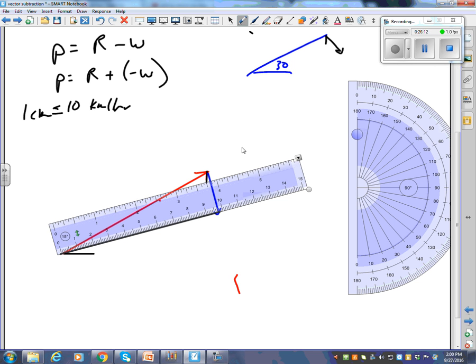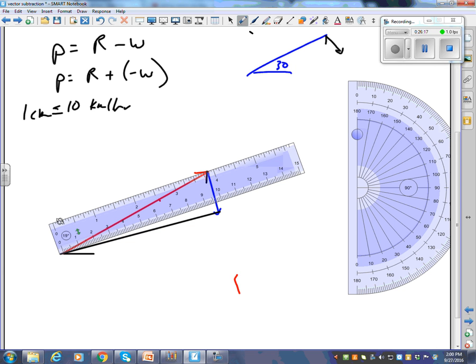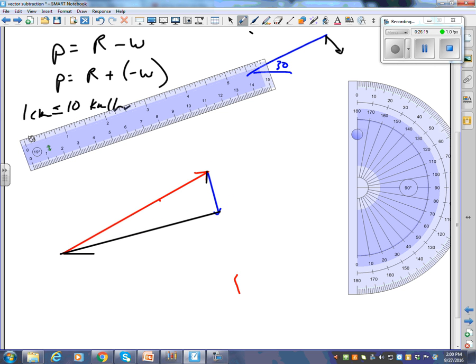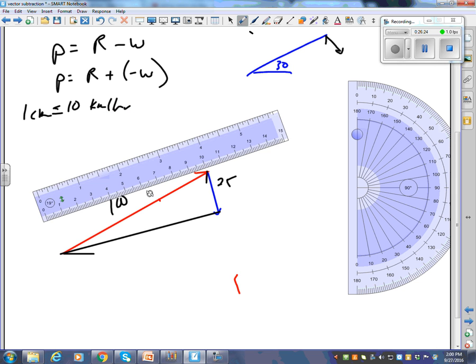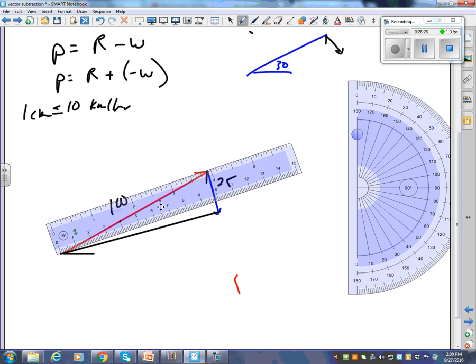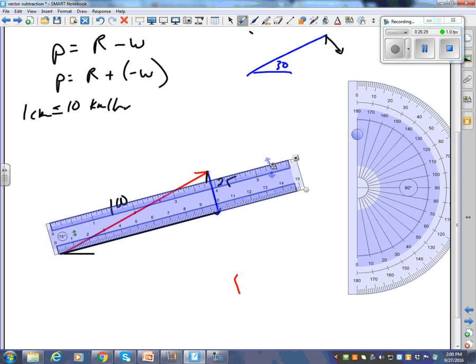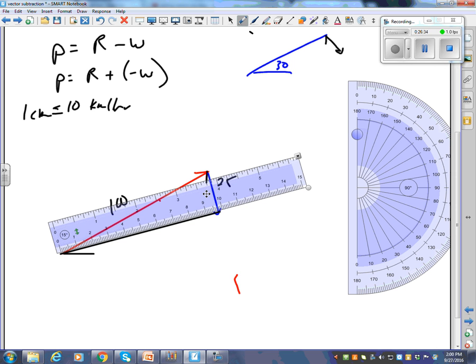I should label these. Okay, so this one here was my 100. This one here was my 25. So this is my actual answer. It looks like it's about, it's really tough for me up here, about 9.8, we'll say. 9.8 centimeters, which is 98 kilometers per hour.